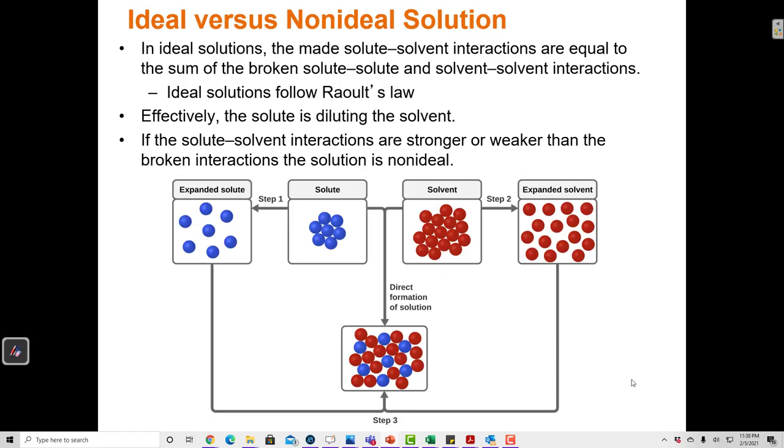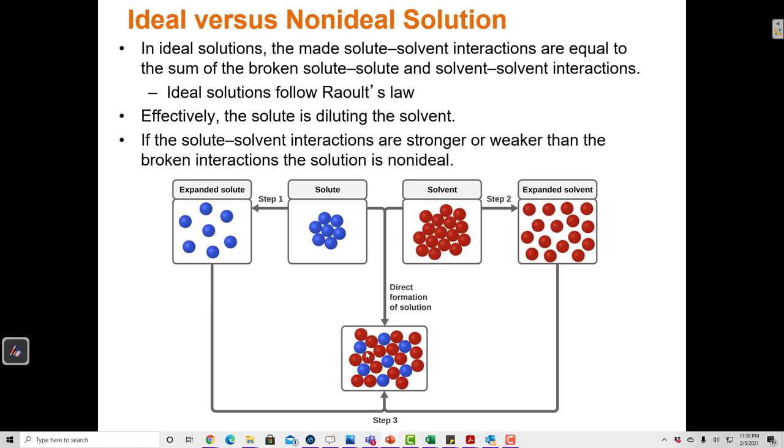In ideal solutions, the made solute-solvent interactions are equal to the sum of the broken solute-solute and solvent-solvent interactions. Remember, when we're talking about the energetics of making a solution, we have to break the bonds between the solute particles, we have to break the bonds between the solvent particles, and then we make bonds between solute and solvent. So step one and step two take energy. It takes energy to break bonds. So step one and step two are endothermic. But step three, mixing them together and making those bonds, is exothermic.